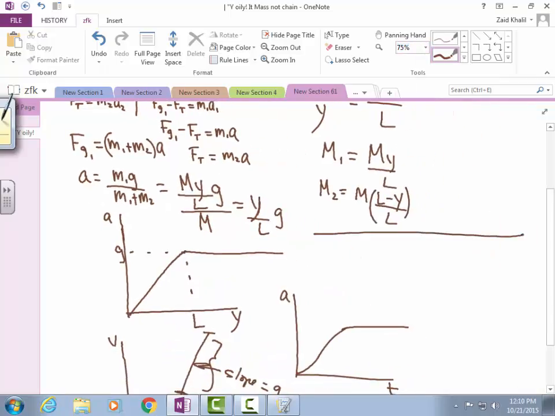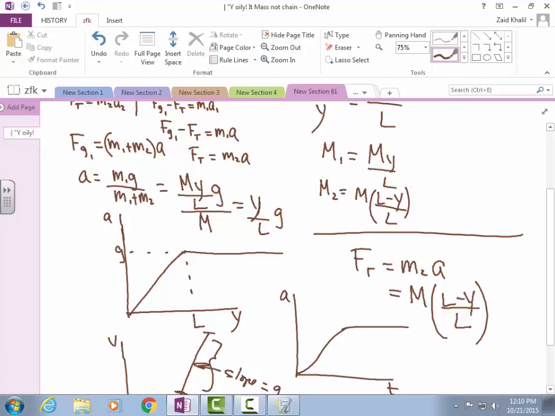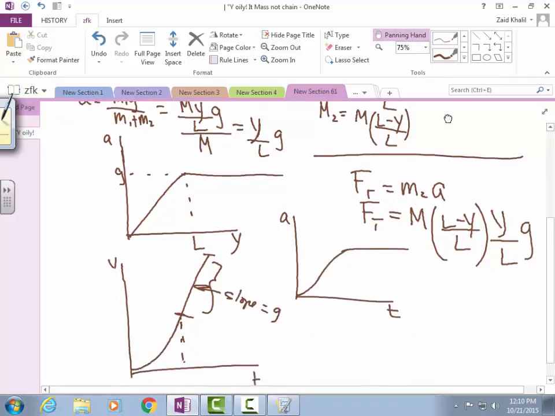So which equation do you think you're going to use to solve for the tension? That's right, Ft equals m2a. And what's m2? It's m times L minus y over L. And what's A? Y over L times G. And so there you go. There's your force of tension.